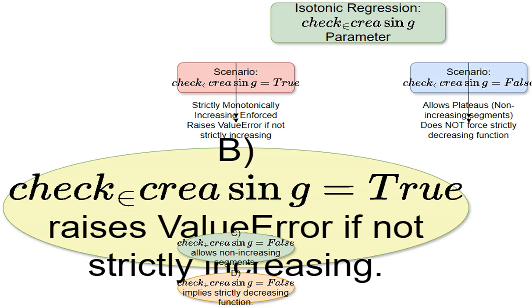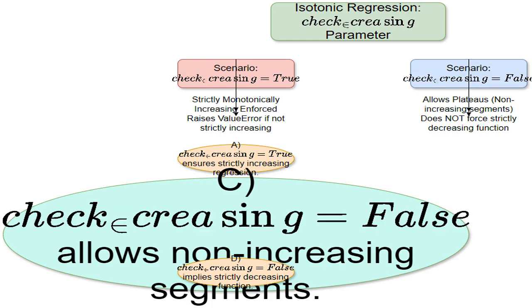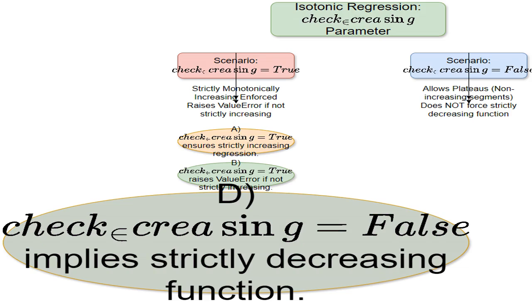This statement is correct. A `ValueError` is raised if you've set `check_increasing` equals `true` and your data doesn't support fitting a strictly increasing function. This is correct. This setting specifically allows non-increasing segments. Incorrect. `check_increasing` equals `false` does not enforce a strictly decreasing function. It simply means the model permits flat or non-increasing parts.